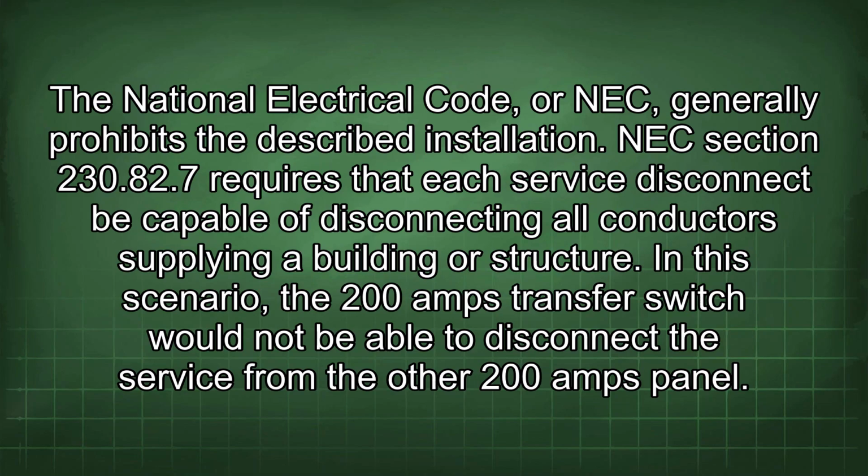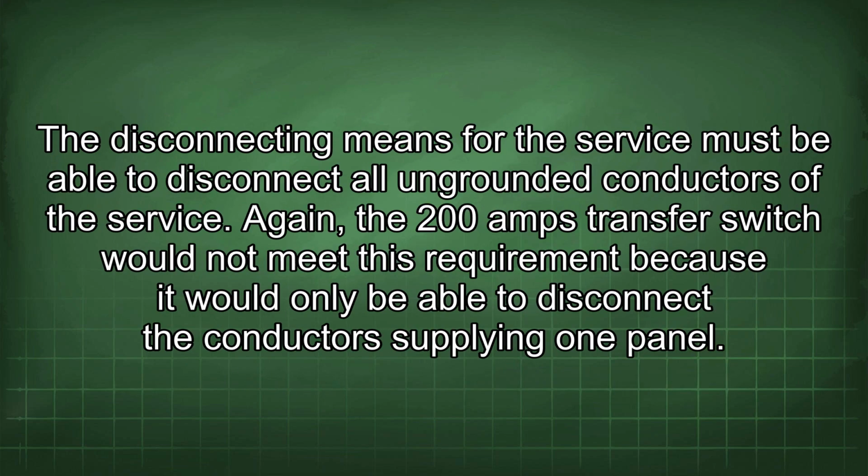The National Electrical Code, or NEC, generally prohibits the described installation. NEC Section 230.82(7) requires that each service disconnect be capable of disconnecting all conductors supplying a building or structure. In this scenario, the 200 amps transfer switch would not be able to disconnect the service from the other 200 amps panel. The disconnecting means for the service must be able to disconnect all ungrounded conductors of the service.